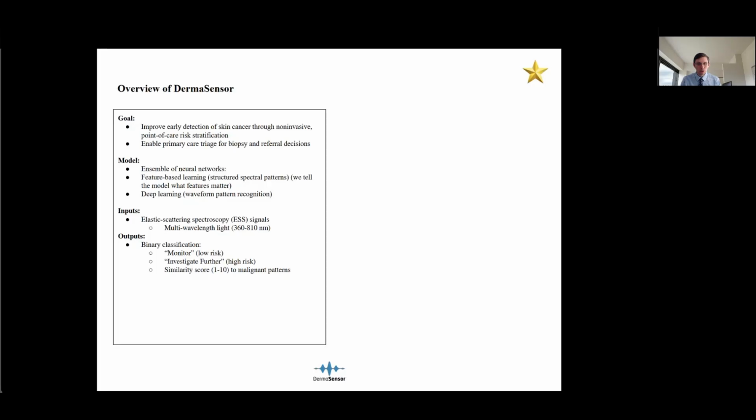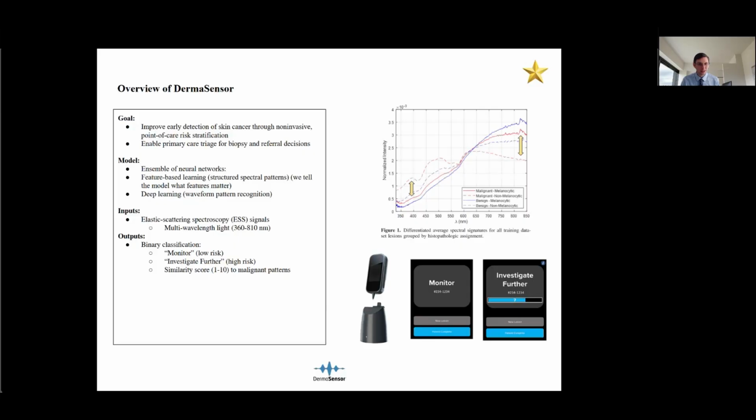Some of the inputs that we put into this model is an elastic scattering spectroscopy, which is a specific wavelength light between 360 and 810 nanometers. This is not just a picture that you take with your phone. This is a special device, and the output that it provides is two specific risk classifications, a low risk and a high risk. And that presents as monitor or investigate further. That's how you'll see it on the specific device itself. And then in addition to that, you'll get a similarity score to malignant patterns.